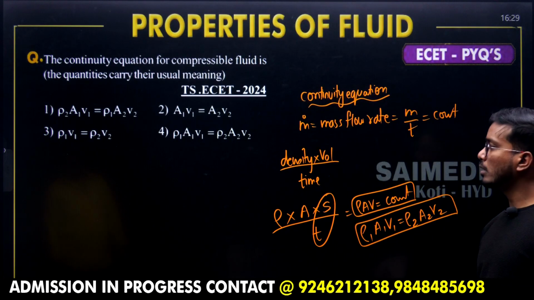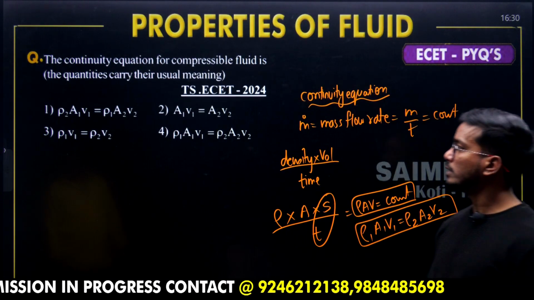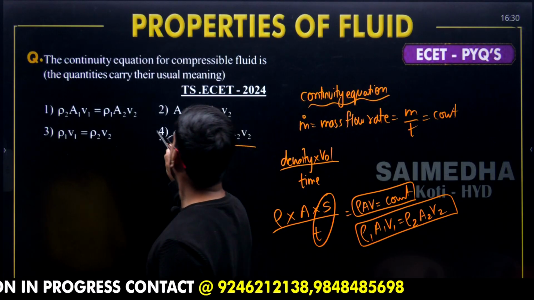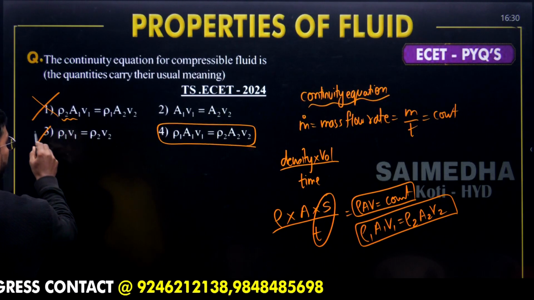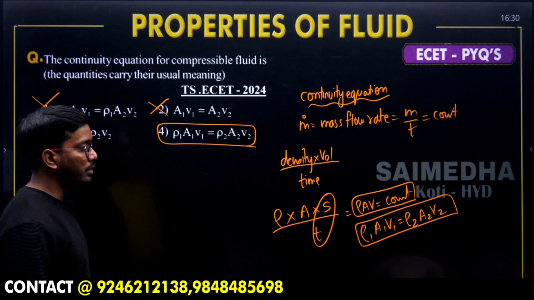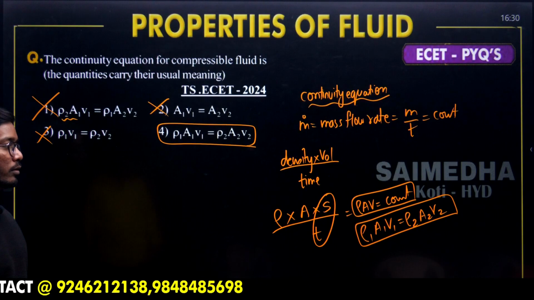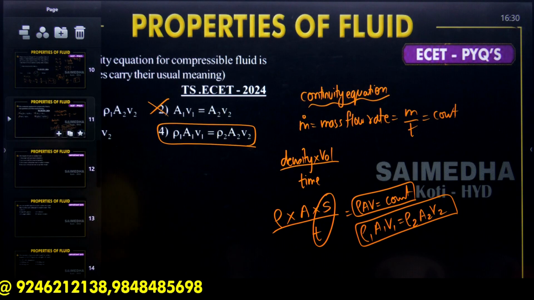So this equation is called which equation? Continuity equation. Rho 1 A1 V1 is equal to rho 2 A2 V2. So the correct answer is option number 4. Go through it once. Let's move on to the next question now.